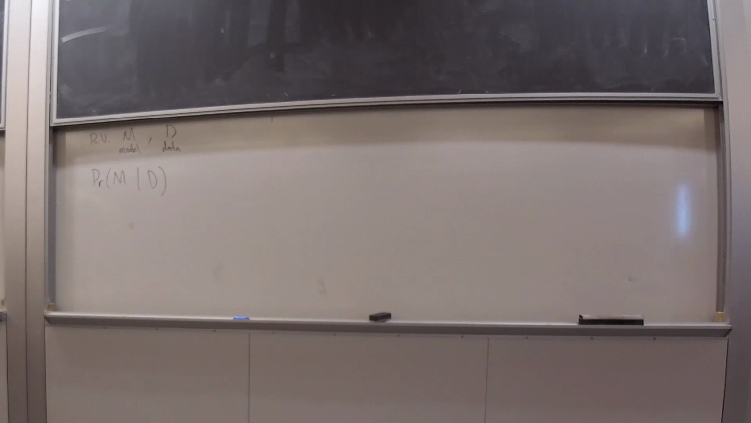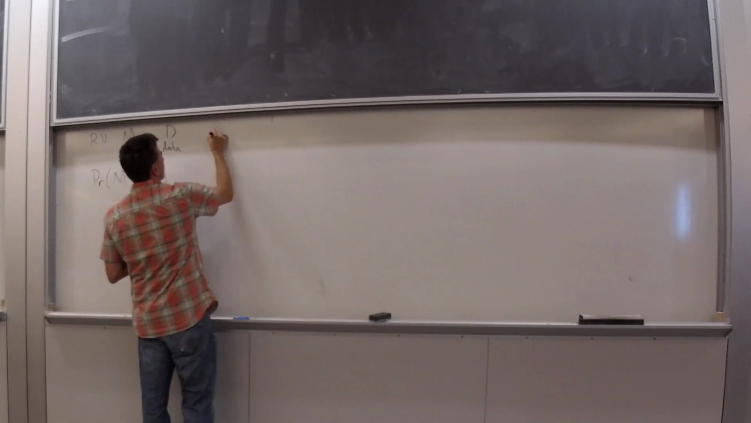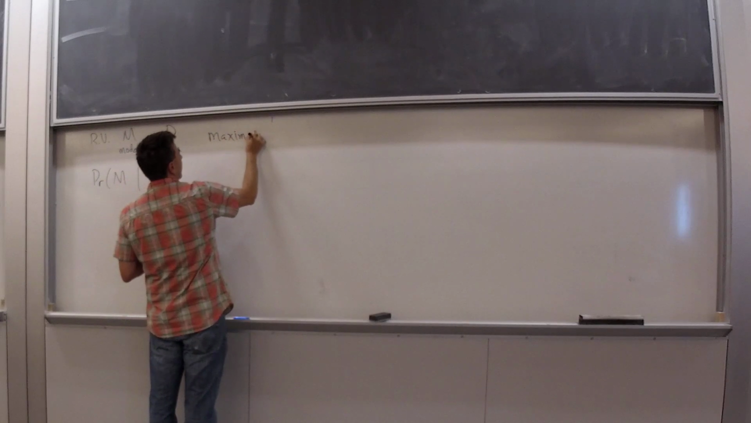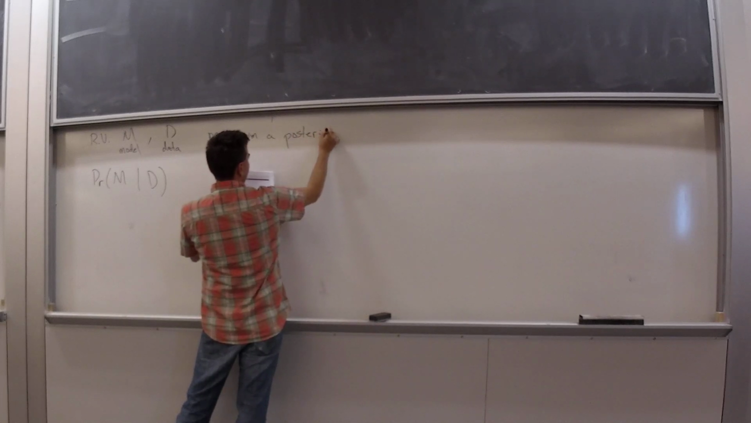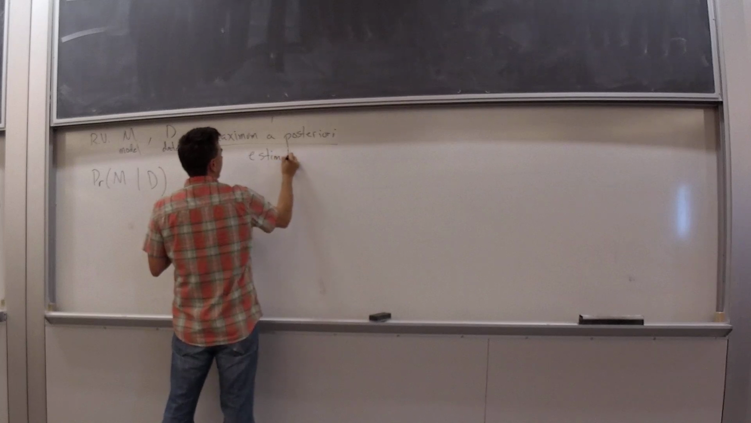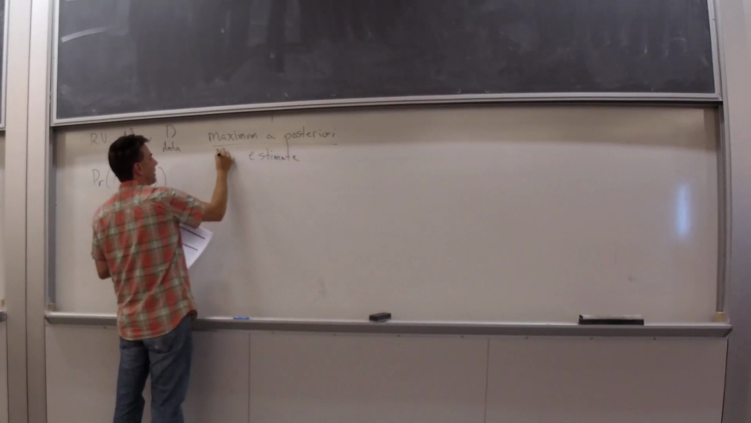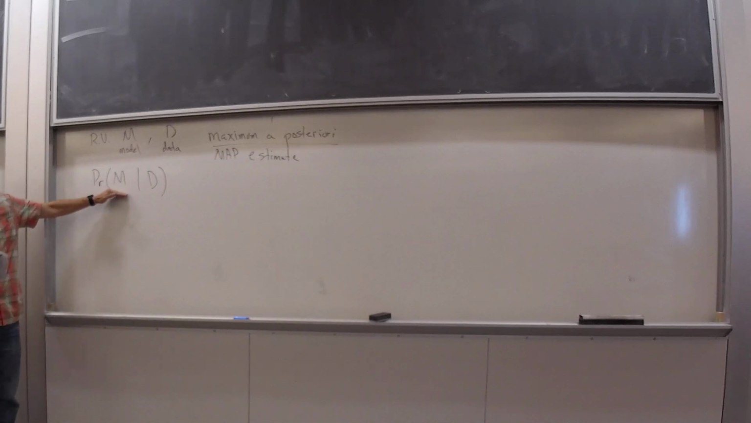Okay, so this is where it meets data analysis. And there's the maximum a posteriori estimate. One says this, they say a MAP estimate. Okay, a MAP estimate is going to be the model which maximizes this, right?